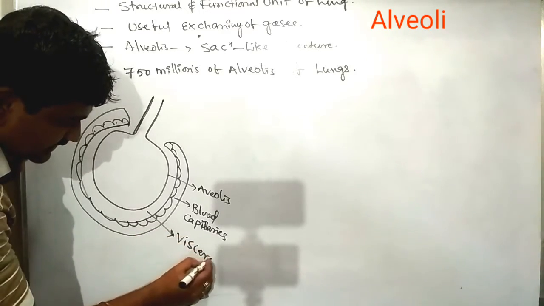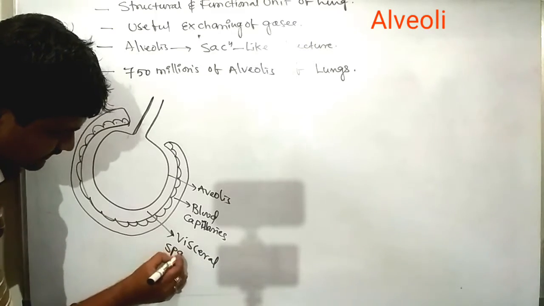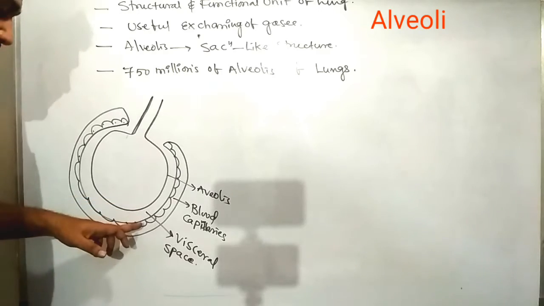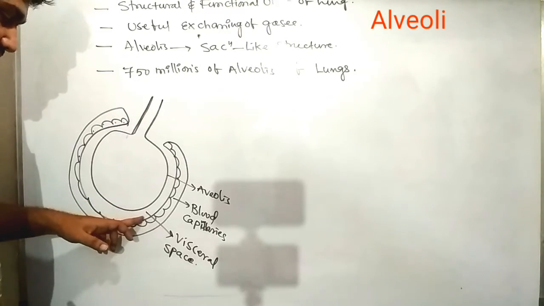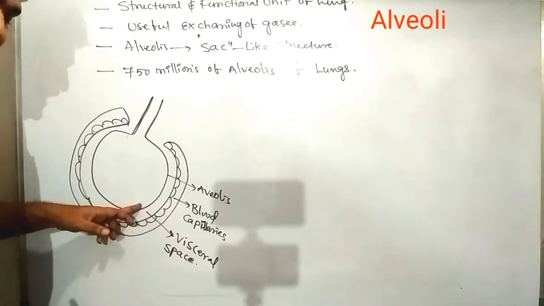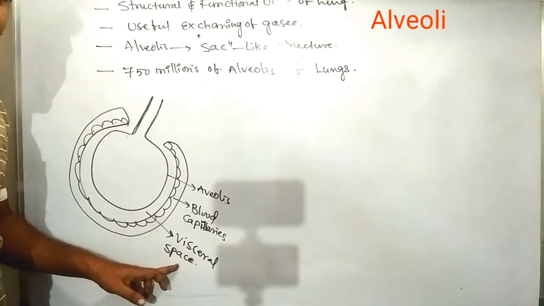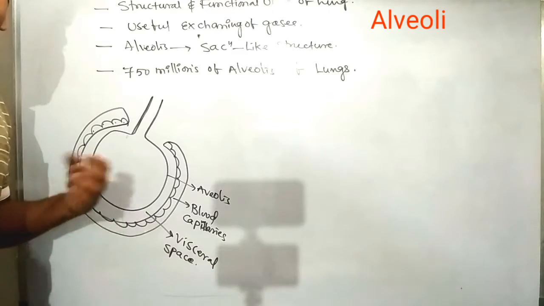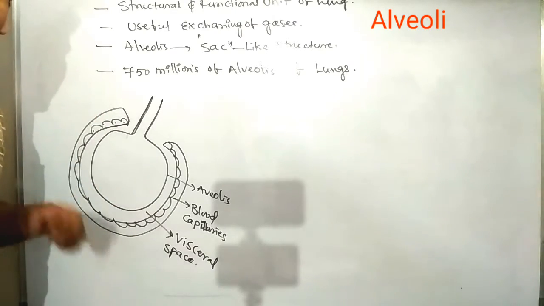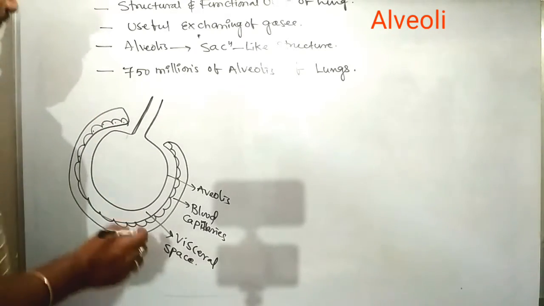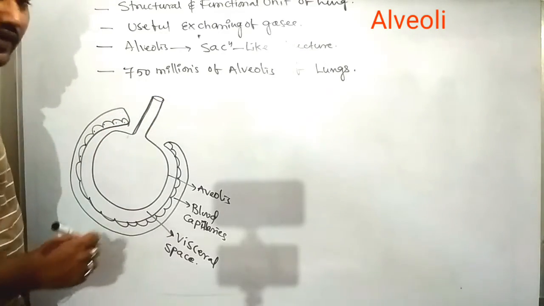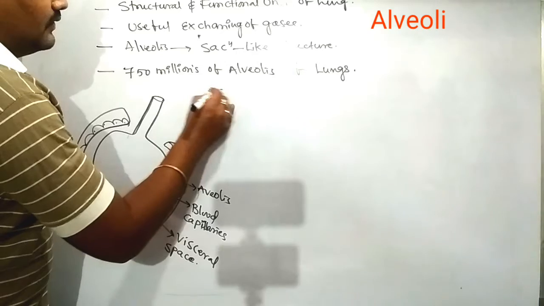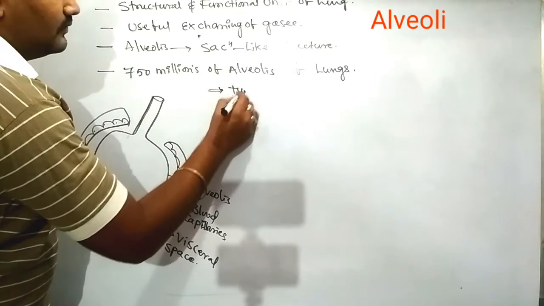That space is known as the visceral space. What is the visceral space? It is the gap in between the alveoli and blood capillaries. It is useful for transporting gases from the alveoli to the blood and from the blood to the alveolar region. So this is the alveoli. Are you clear? Yes.